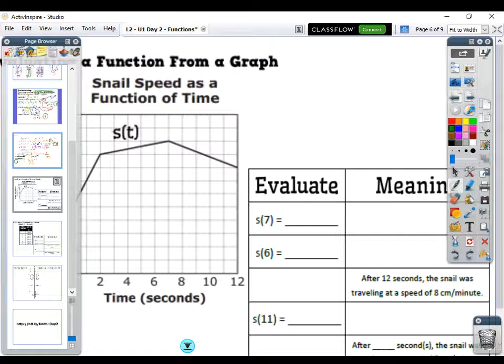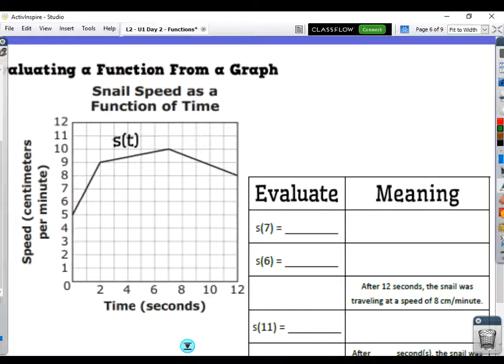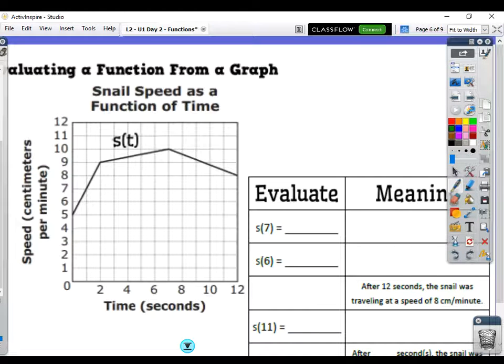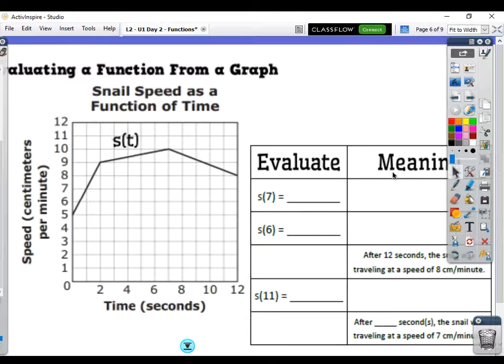All right, let's get into something that actually means a little more to us, something that we can interpret a little bit better. So on this next handout, you have a graph at the top, and it's all about the number of seconds that a snail's moving, and then their speed in centimeters per minute. So we have time across the bottom, and then our speed on the vertical axis. So basically, your time is passing, and as time passes, your speeds change. But we want to be able to interpret that. We want to be able to use our function to interpret what that's actually saying.